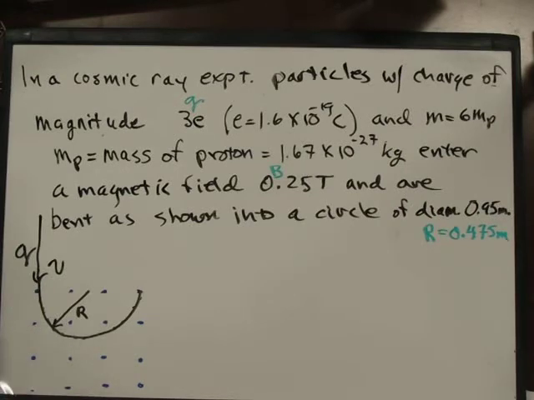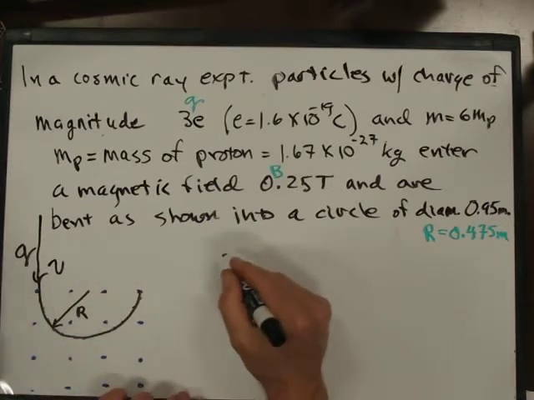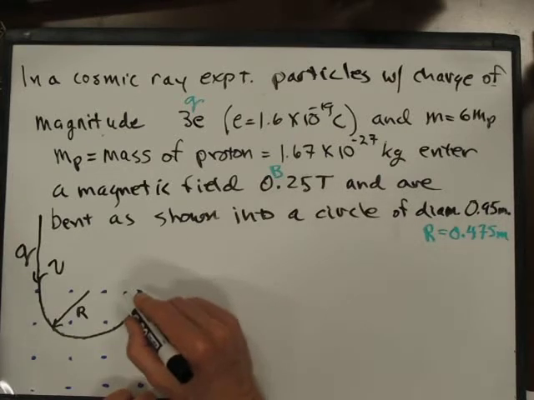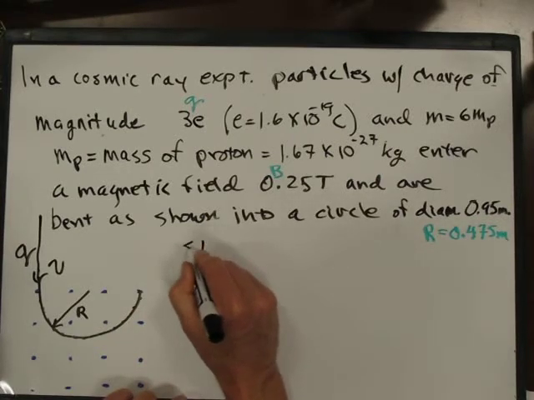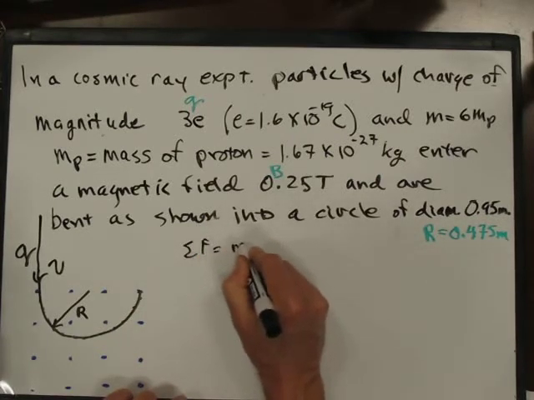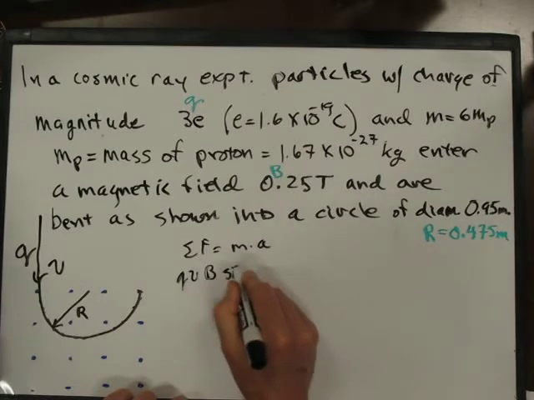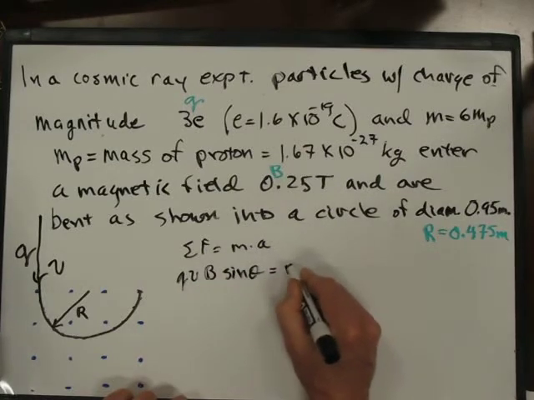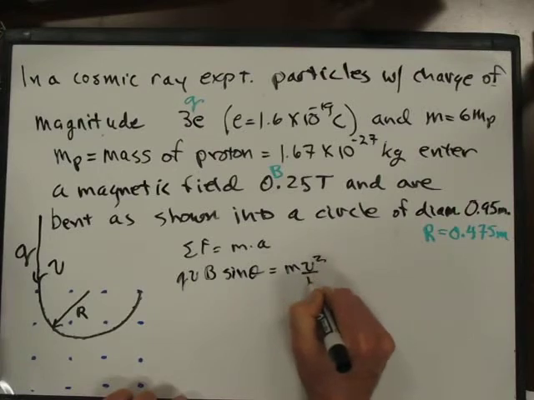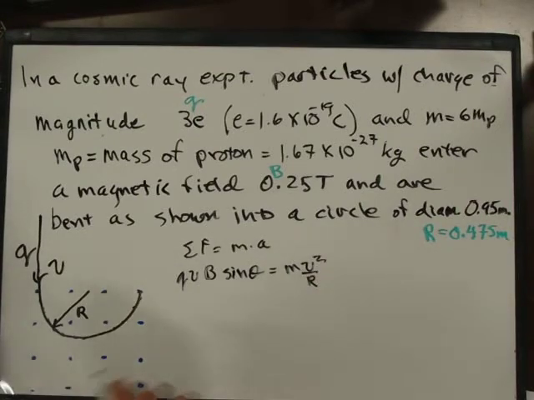And so this is the problem we've solved with charges in circular motion in uniform magnetic fields, and we already did this. The sum of the forces is equal to the mass times the acceleration, and for the forces we got Q V B sine theta, and that's equal to m v squared over r. I'm using a capital R this time.